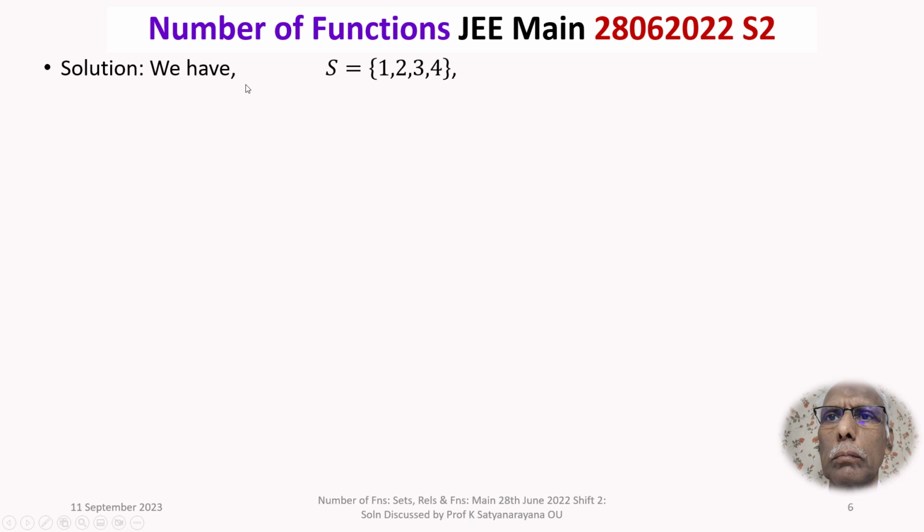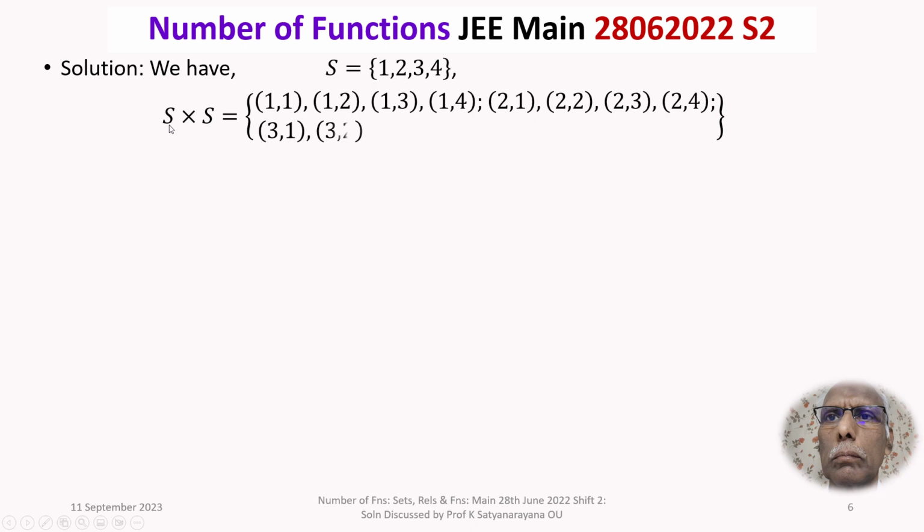We have the given set S equal to the set consisting of 1, 2, 3, 4. Now, let's write down S cross S. What is S cross S? S cross S is the set of all those ordered pairs (A, B), where A, B belong to S. And n of S is 4, so n of S cross S is 4 into 4, that is 16.